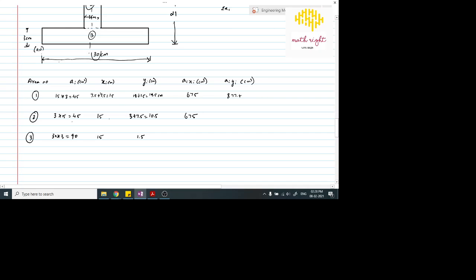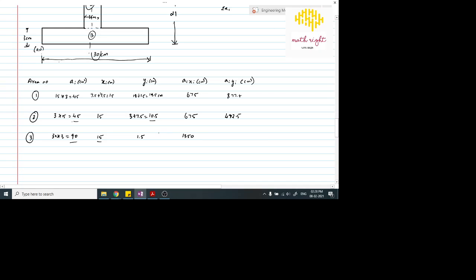Ai yi, this value, 45 into 10.5. What is the answer? Sir, 472.5, sir. 472.5. Okay, similarly 90 into 15, what is the value for Ai xi here? Can anyone tell me? Just tell it quick. Sir, 1350, sir. 1350. Okay.